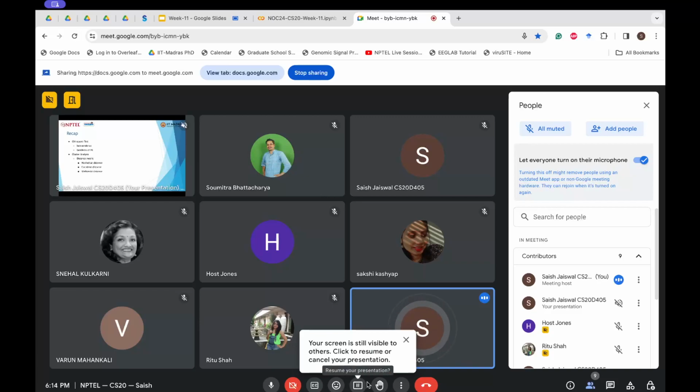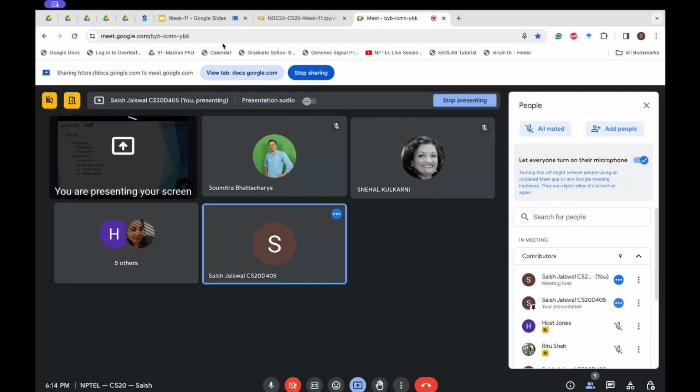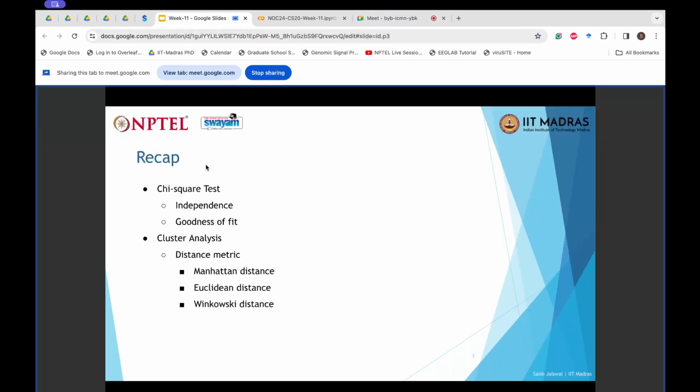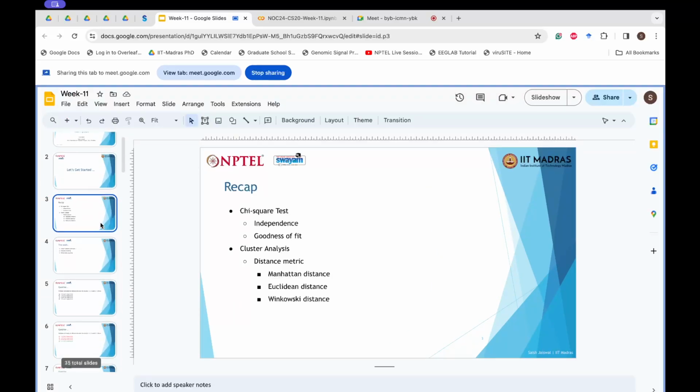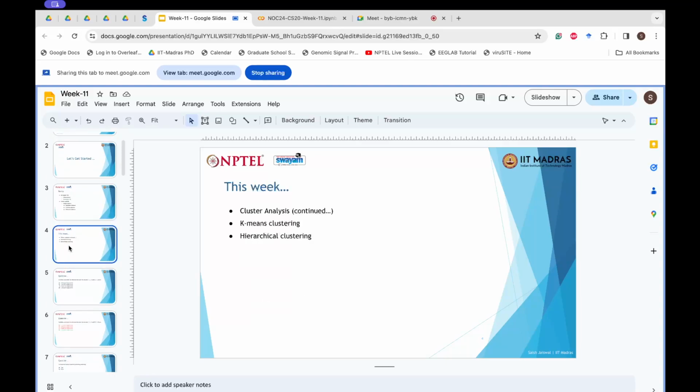So let me share my screen again. So in this week we are going to study cluster analysis. We'll continue from where we left last time. We saw some basics of like basic motivation to do clustering, and we'll see like different types of clustering in this week. One of them is k-means clustering. I will touch upon hierarchical clustering, and I'll continue with this in tomorrow's session.